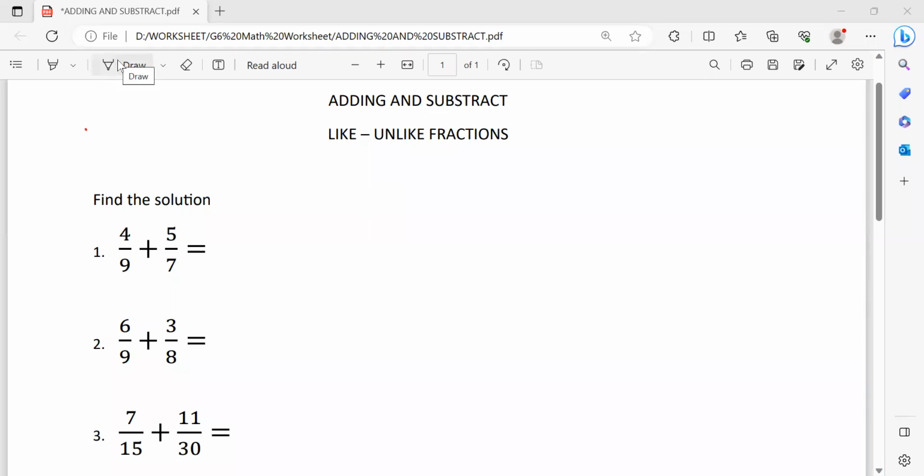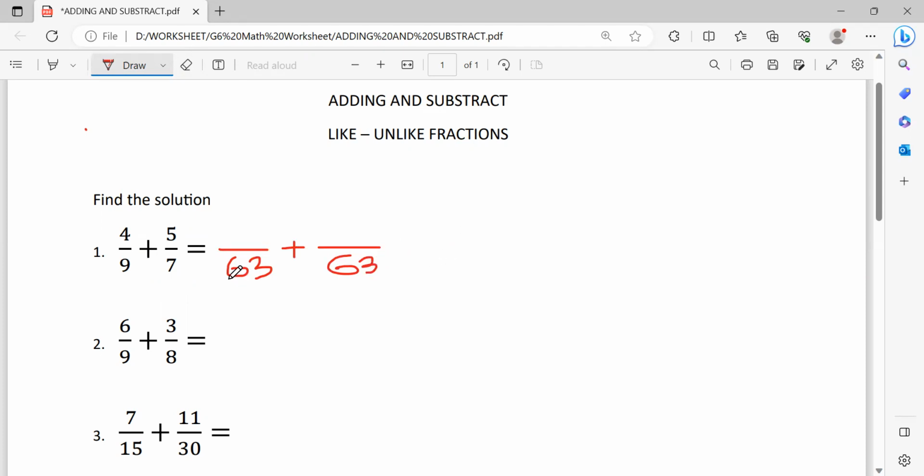Number one, 4 over 9 plus 5 over 7. Firstly, if you want to find the solutions of these problems, you have to find the greatest common factor between 9 and 7. The greatest common factor of 9 and 7 is 63. Okay, so writing the denominator 63. Both denominators are 63.